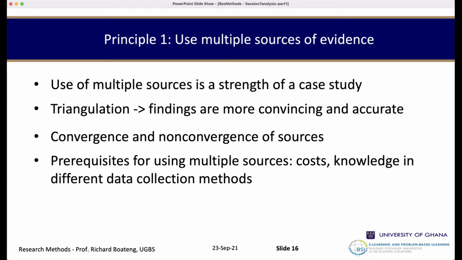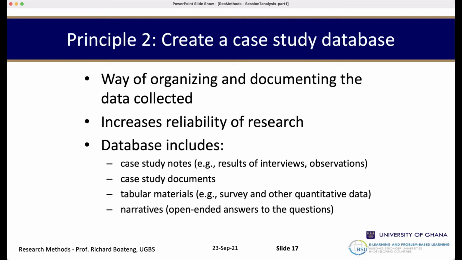Okay. Principle 2. Oh, sorry. Create a case study database. We mentioned that one. A way of organizing and documenting data collected, which increases the reliability of your research. So in the case study database, you are going to have your notes, your study documents, tabular materials, narratives, open and close-ended answers to the questions. So those things, we would like to see some of the questions.